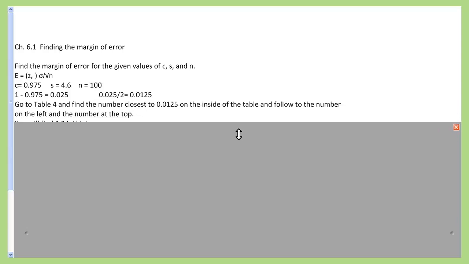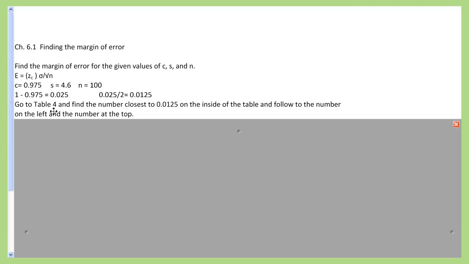What you do with that is you take that number, 0.0125, and you look it up in the table in the back of the book, table 4, which is the standard normal distribution. I try to find the closest number to this. If the actual number's not there, you look to see which one's closest to it, or you average the two numbers that it's in between. You look on the inside of the table and find this number, and follow it to get the number off the left side and the number at the top above this number inside of the table.